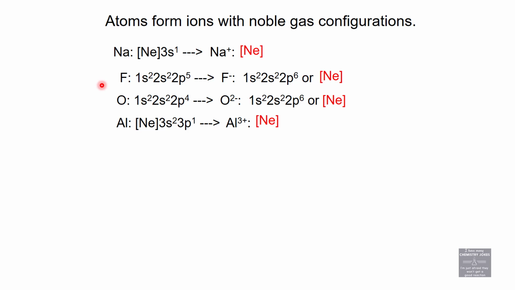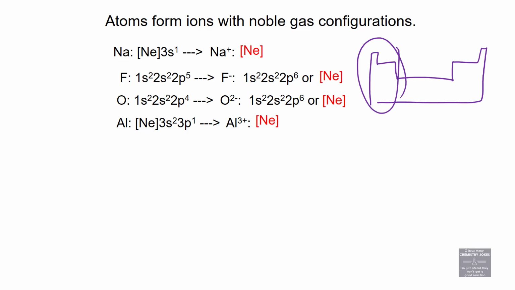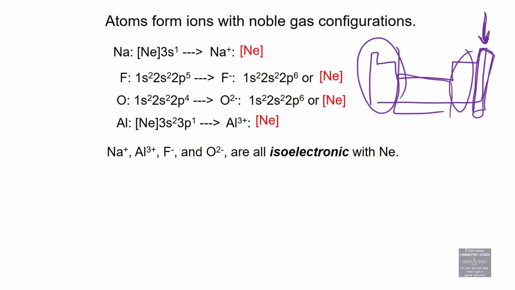So that's why things that are on this side of the periodic table, things that are over here would much rather lose electrons to become like this. Things that are over here would much rather gain electrons to become like this. But everybody wants to be like this. These transition metals, they also lose. Okay, a new term. All of these elements, sodium, all these ions, sodium plus, aluminum 3+, fluoride minus, oxygen 2-, are all isoelectronic with neon. That means they all have the same number of electrons as neon.